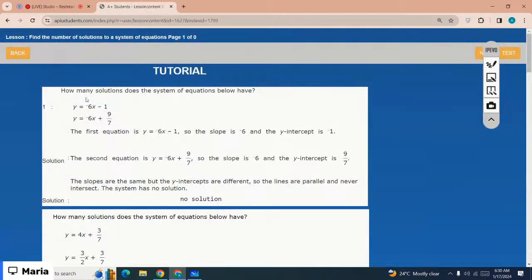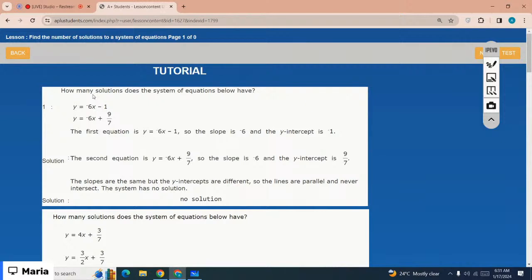Okay. When we are given the equations, how do we find how many solutions the system of equations has? Earlier we did it with graphing, right? Now we have to do it without graphing. How many solutions does the system of equations below have? You are given the equations y equals negative 6x minus 1, and the other equation is y equals negative 6x plus 9 over 7, right?